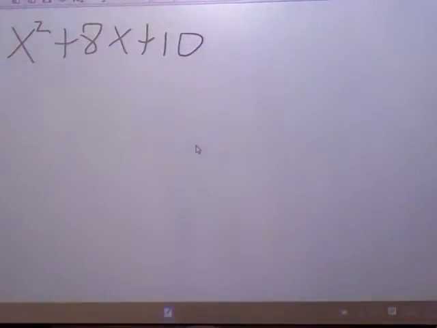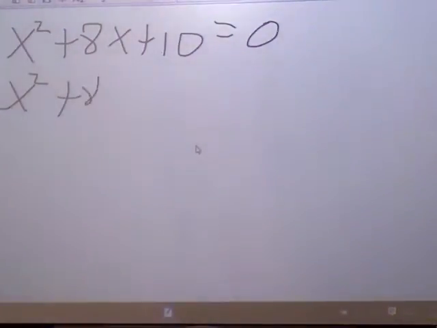Alright, this one says x squared plus 8x plus 10 is equal to 0. Same deal, we want to be able to rewrite this as a perfect square binomial. Parentheses, it's a perfect square. So let's go down the checklist. Is my first term a perfect square? Yes. Is my last term a perfect square? No, 10's not a perfect square. So we got to get rid of 10, so we subtract it.